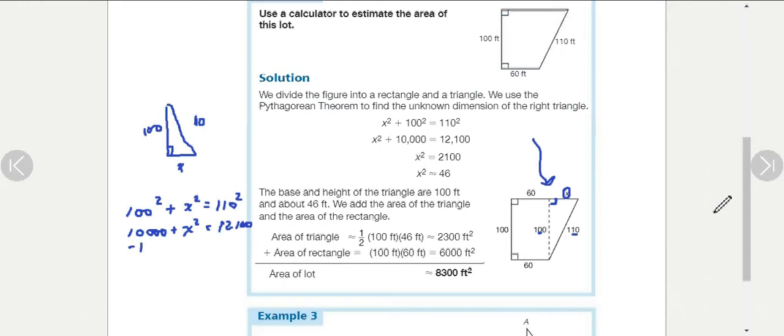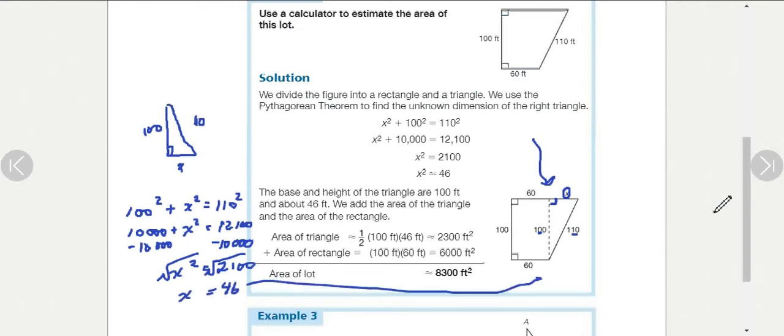Subtract the 10,000s. Now it's just x squared is 2,100. Square root of those, x is actually an even 46. So you take that back over here now. This x is actually 46, thanks to this Pythagorean theorem.